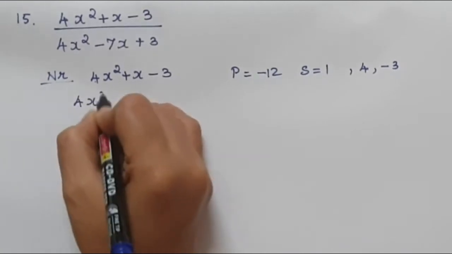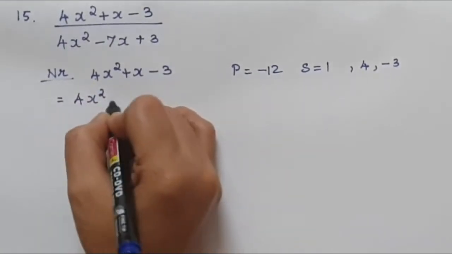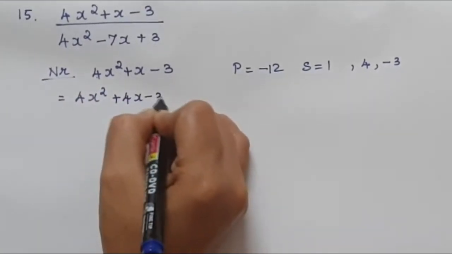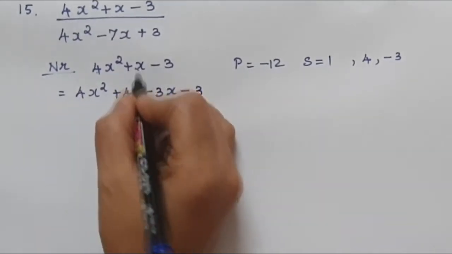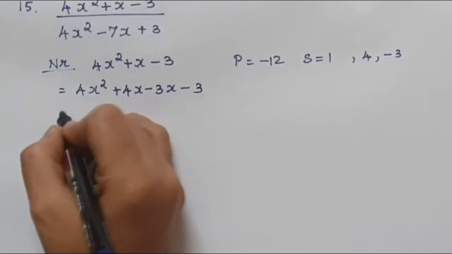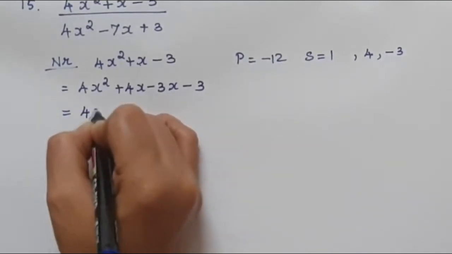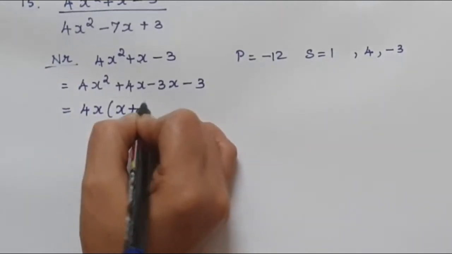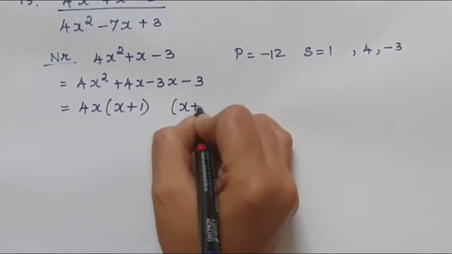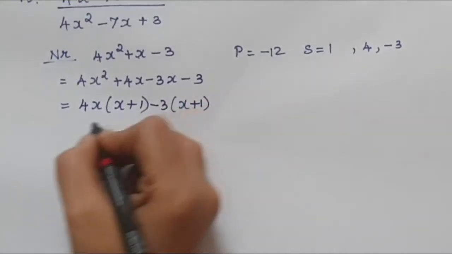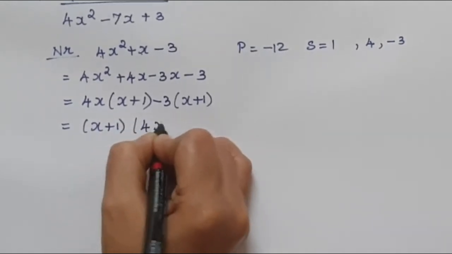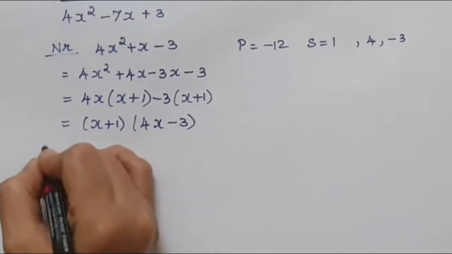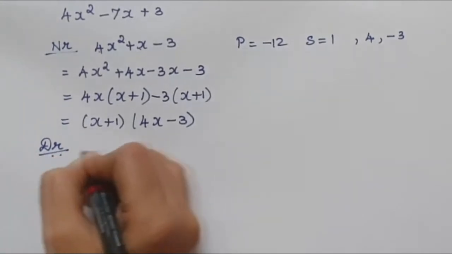So it is 4x square, and then plus 4x minus 3x minus 3. See, 4x minus 3x is x. This middle term we have split and written over here. So it is 4x is common, so (x plus 1). So write this as (x plus 1) over here. So it is a minus 3. So x plus 1 is common, (4x minus 3). Now let us do the denominator.